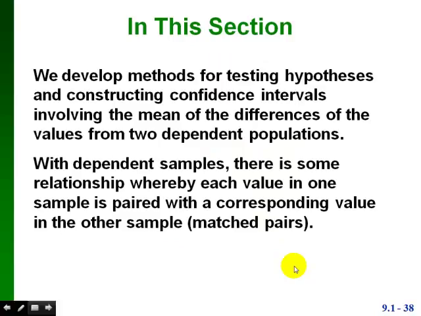Okay, now we're going to look at the case where we have dependent samples, or as we call them, matched pairs. So in this case, there's some relationship between the values in the sample. So if we look at one row of the data, there's a relationship between the two values that are in that row.